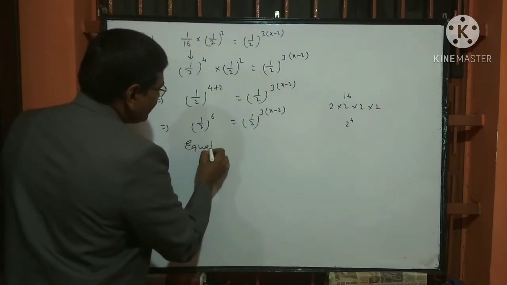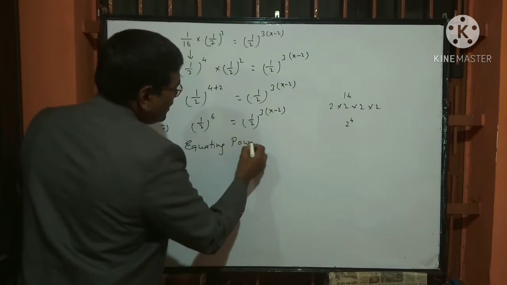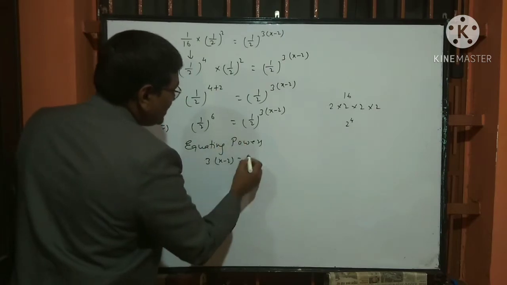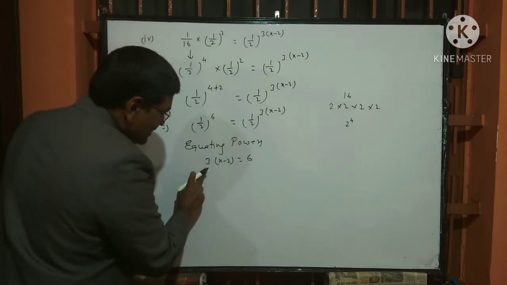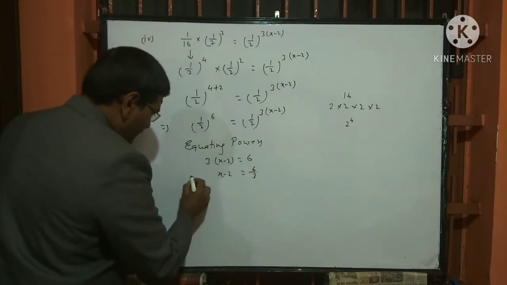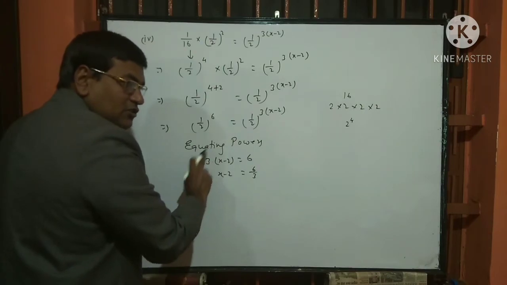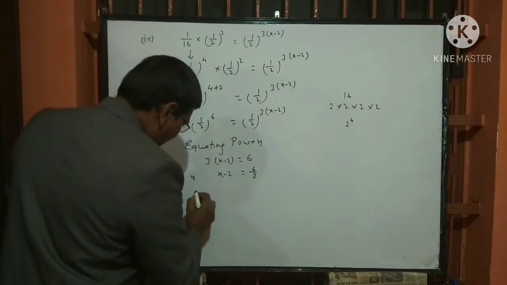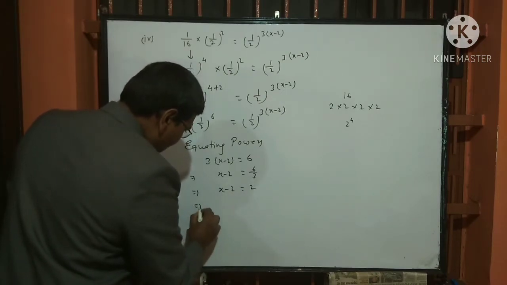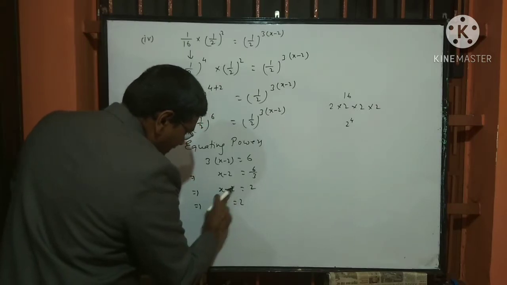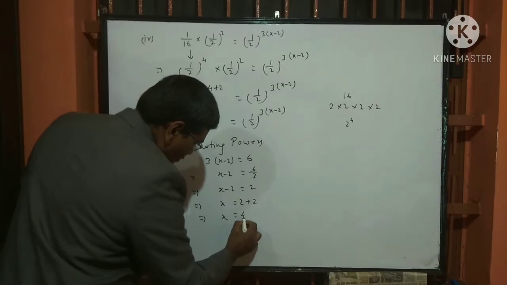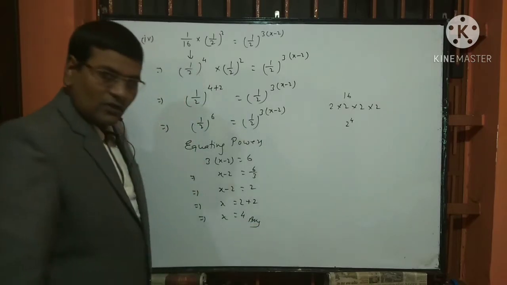Equating powers: 3 into x minus 2 equals 6. First of all, take this 3 to the right side. It will be 6 divided by 3, because here it is 3 into x minus 2, so it will be divided there. x minus 2 equals 2, and again x equals 2, and this minus 2 will be plus. You get x is equal to 2 plus 2, which is 4.